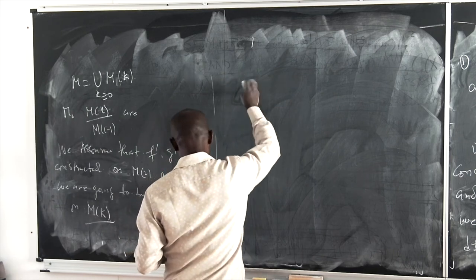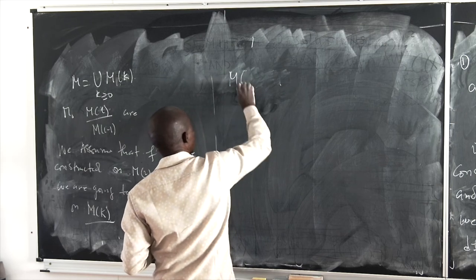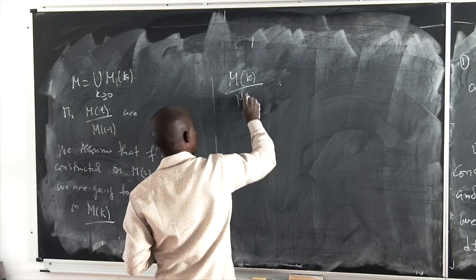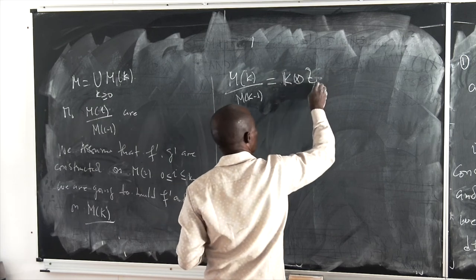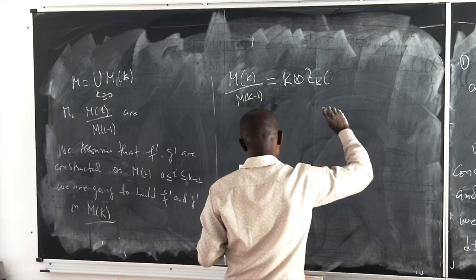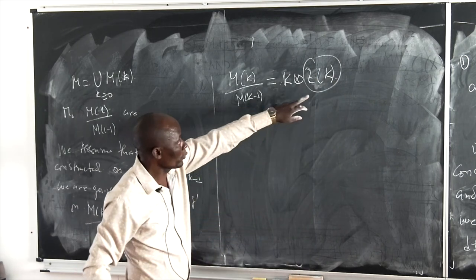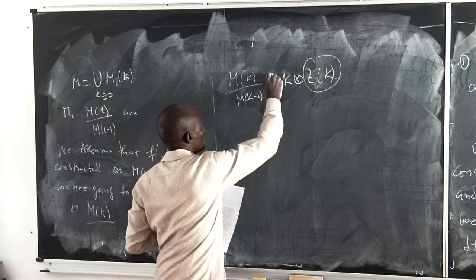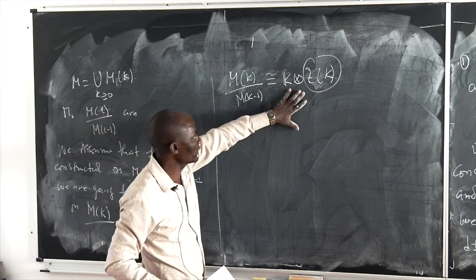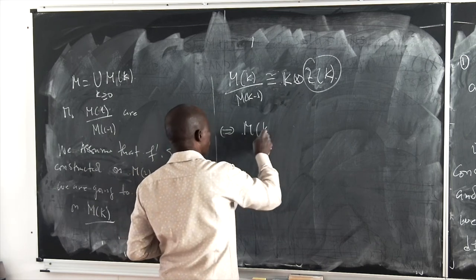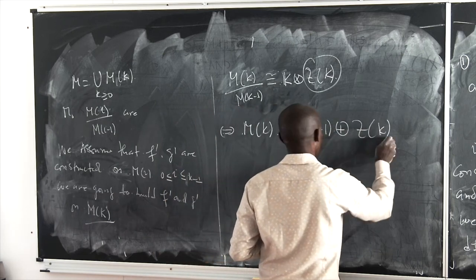We consider here our M_k, equal to what? According to this definition, M_k over M_{k-1} is semi-free. Means that you have this. M_{k-1} is this. Here is the set of cocycles of M. Because this is semi-free for each i, for i equal to k, we have something like this. Means that M_k is equal to M_{k-1} plus a direct summation, something like this.